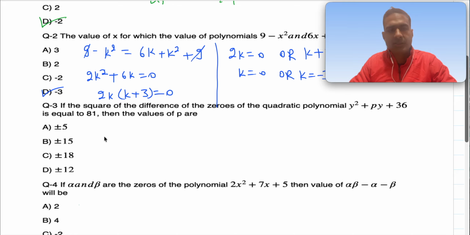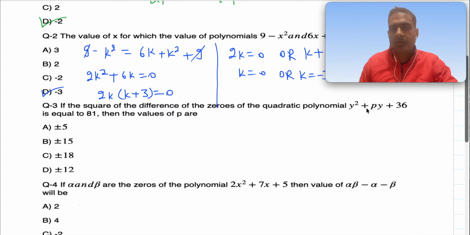So the question is saying square of the difference. There is a difference between the square of the difference and the difference of the squares. There is a lot of difference between them. So it is saying square of the difference of the zeros.